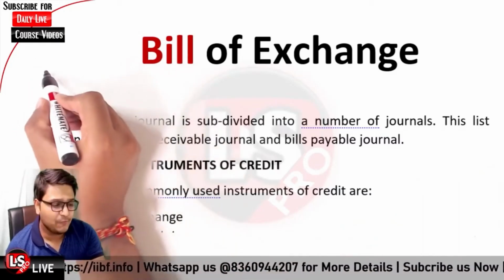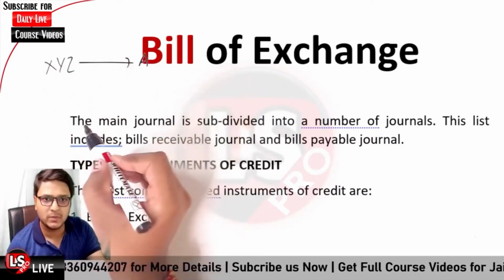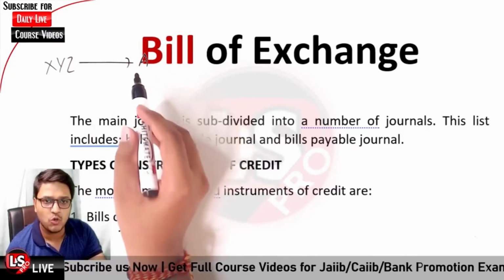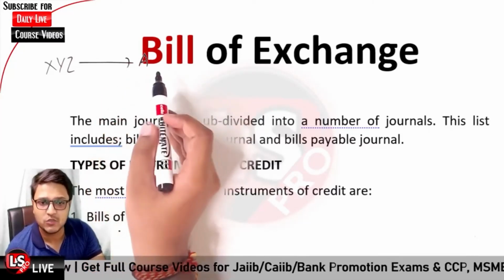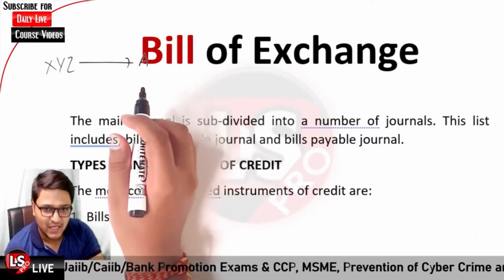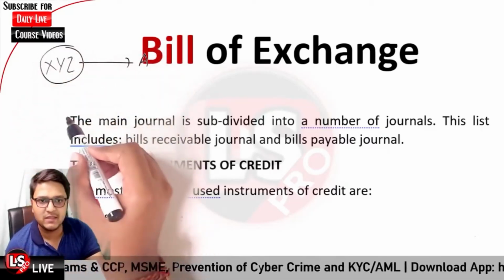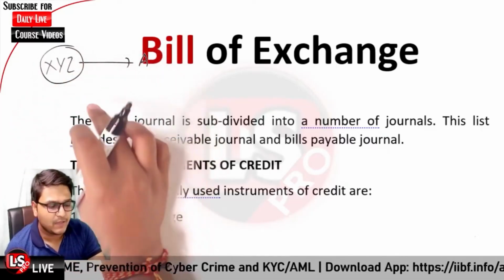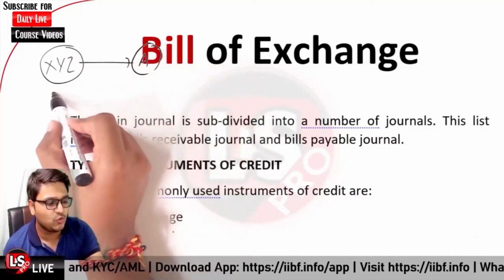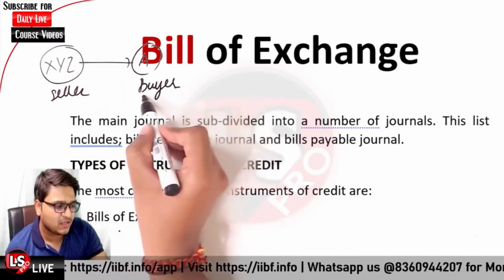Now see, if you have made a sale to person A, and person A has not paid you the amount yet. So you sold goods amounting to rupees 10,000 to person A, but person A has not paid you yet. In that case, you'll be drawing a bill, and that bill is to be accepted by the buyer itself. So you are the seller, A is the buyer, and he has not paid the payment yet.